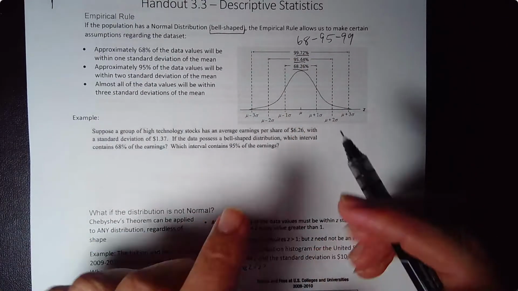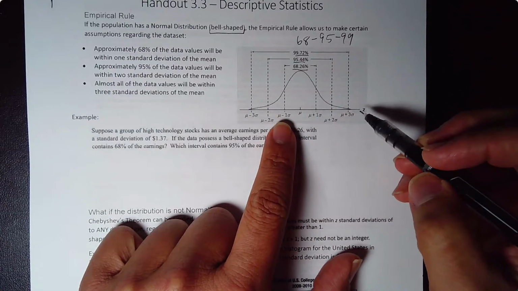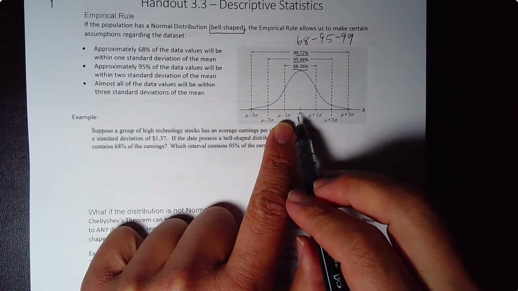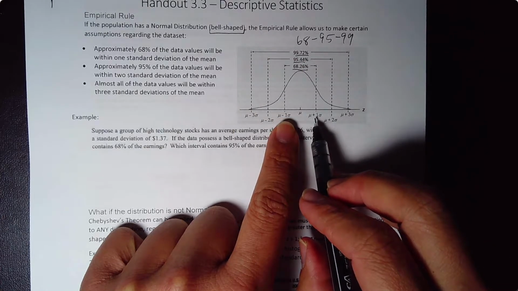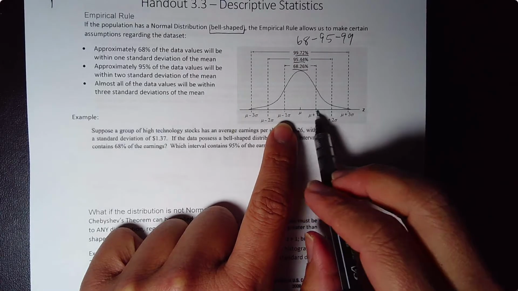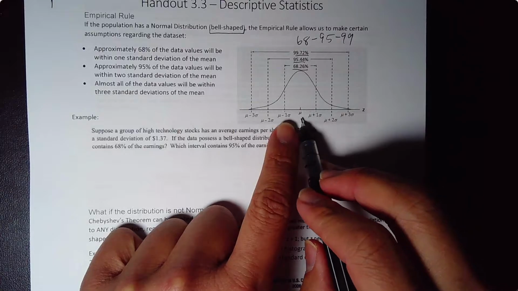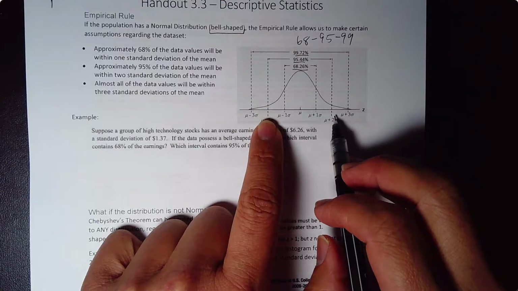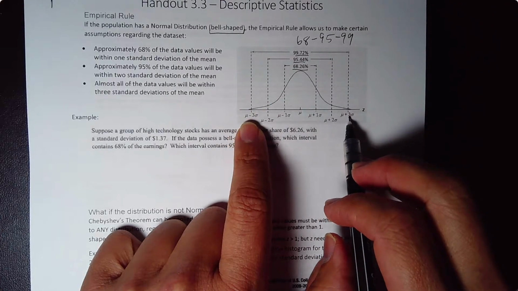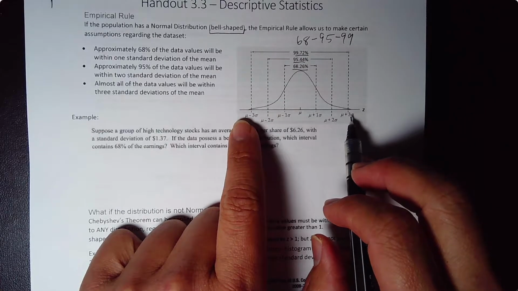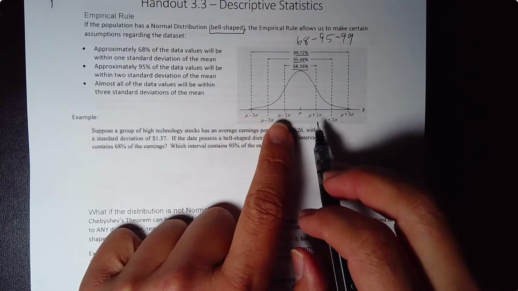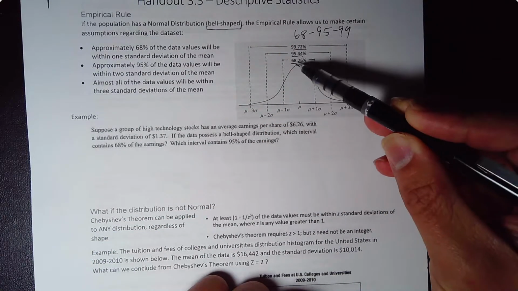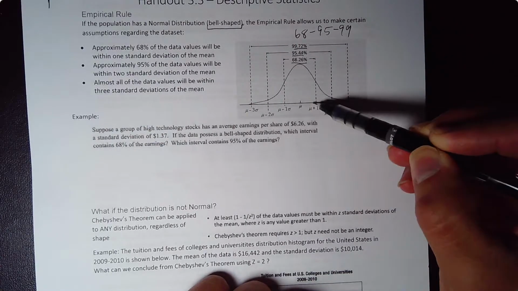If the population is normally distributed, then from the center, 68% of the data values are within one standard deviation. Then 95, or 95.44, are within two standard deviations, and 99.72 are within three standard deviations. So you can already see that the majority of the population, 68%, are within one standard deviation of the center.